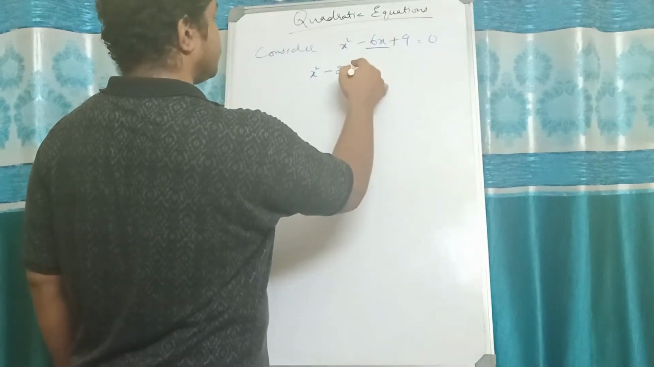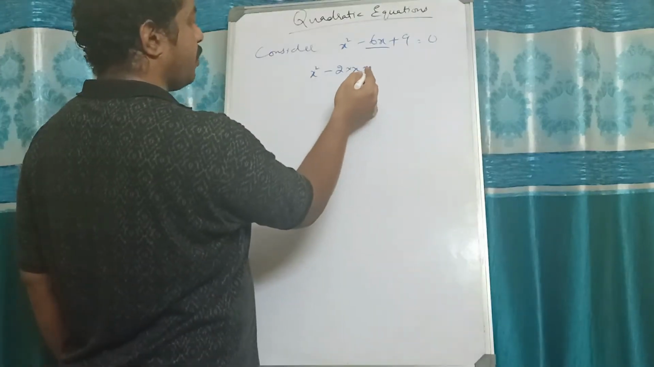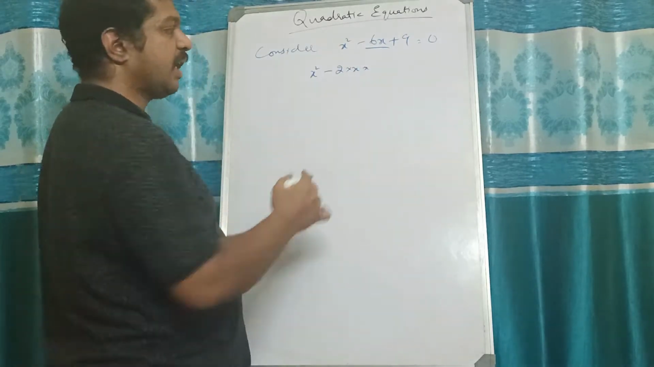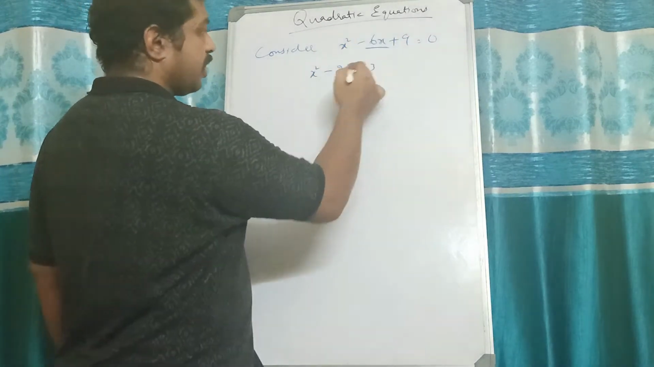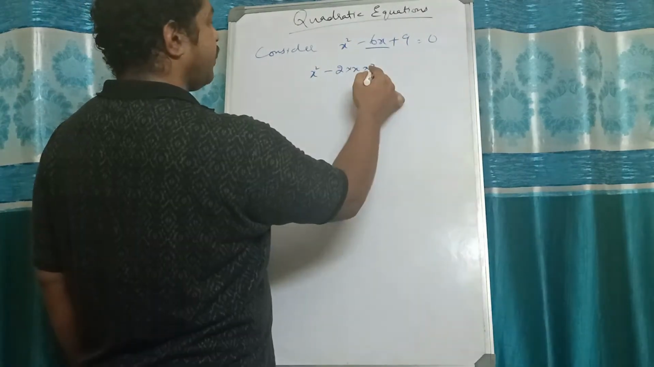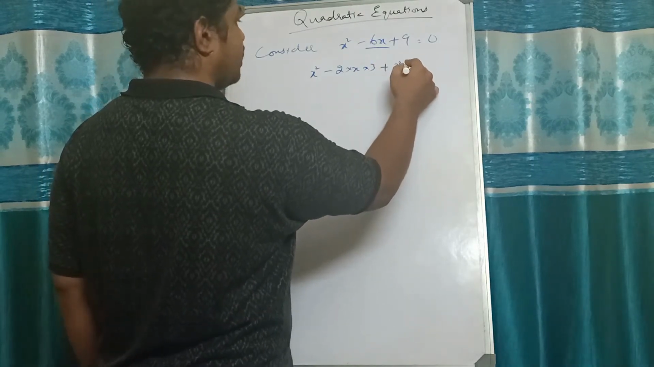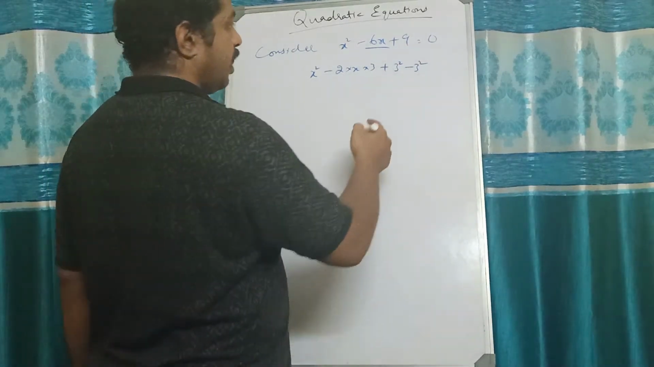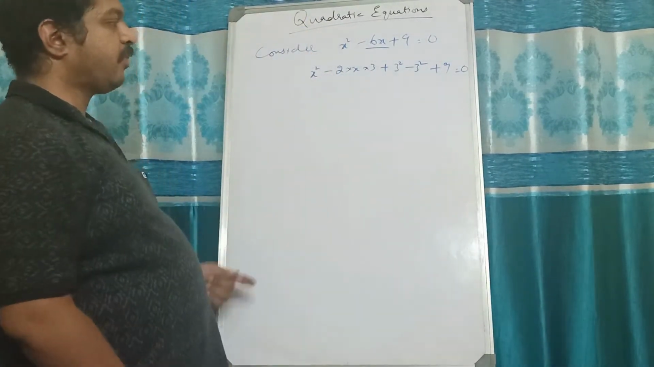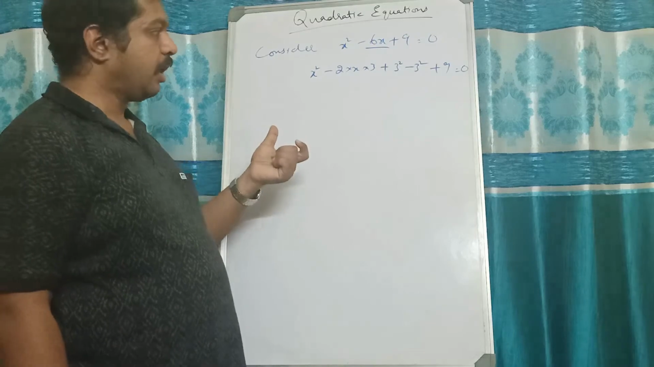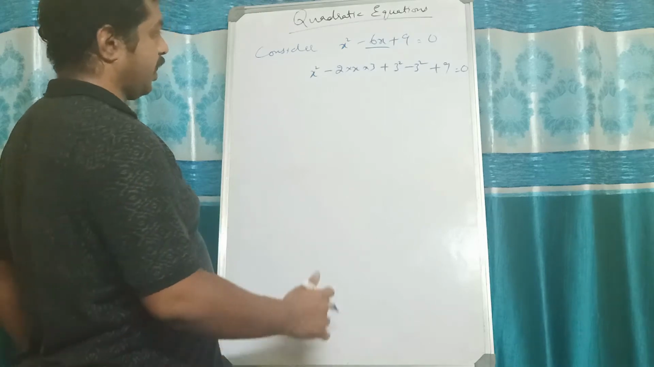So 2 into, in place of a we have x here, and in place of b we need to look at the number which should be multiplied to 2x to get 6x. What is that? It's 3, because 3 should be multiplied to 2x to get 6x, right? So the number is 3, and then whatever number we have here, we need to add its square and then subtract its square, okay, and then write the last term as it is, plus 9 equal to 0. This is the only step which we need to understand more carefully, and the rest of the things anyone can do very easily.